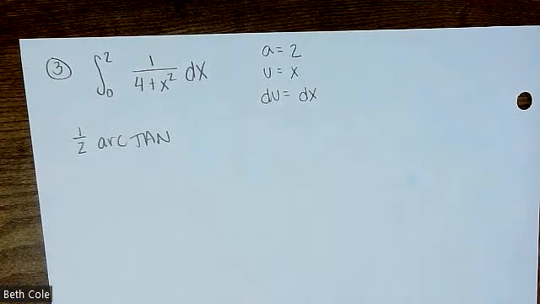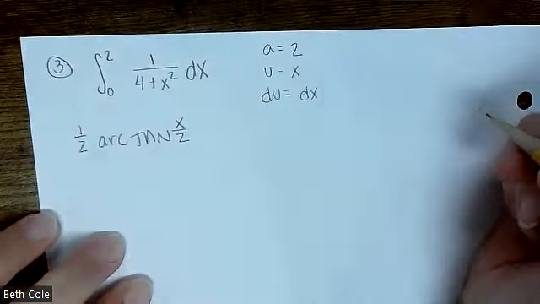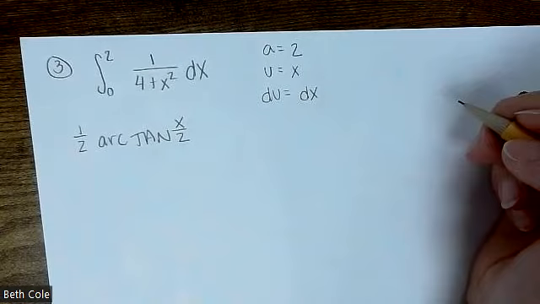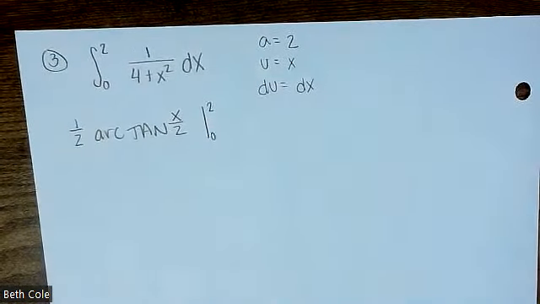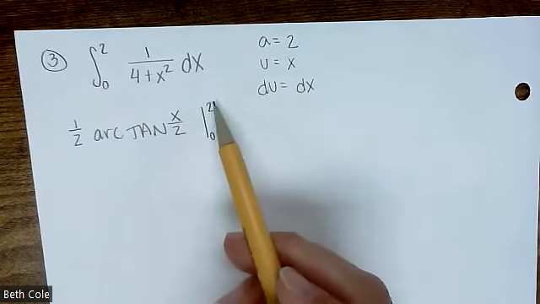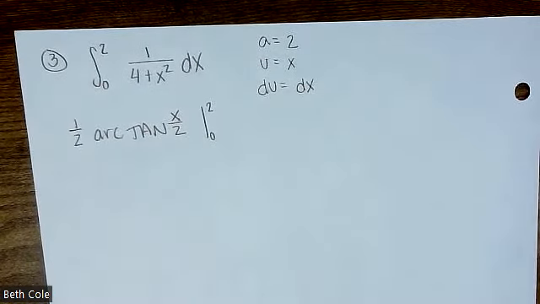Hold on a second. U over A, which would be what? X over 2. We're not going to put a plus C because we're going to do this from 0 to 2. Now you're probably like, hey, she didn't change the boundaries. I wouldn't on these because it's very pattern driven. See how we still have an X in there? There's still X numbers, so I would not change them.